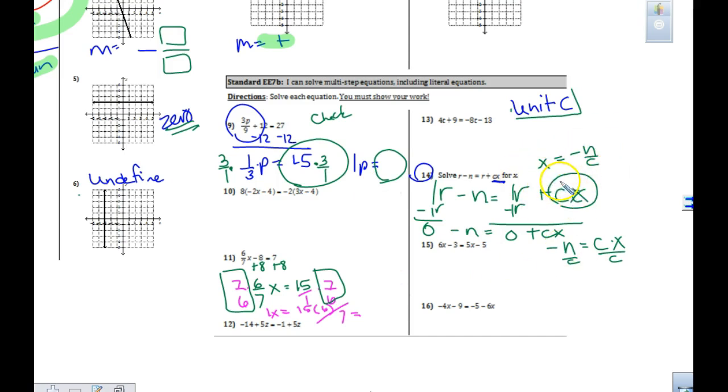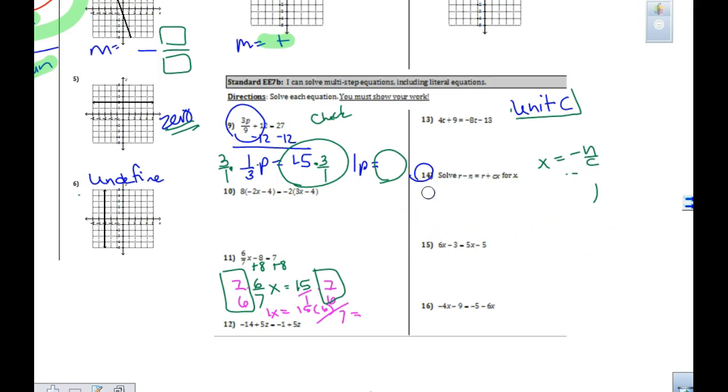I do want to go through 14 with you because people are really kind of forgetting how to do those with the variable. So if you look at 14 and then we can look at any other questions, this is the answer. And I'm fine if you can just put the answer. But what I see some of you doing is you just have the answer and you don't have any work to go with it. So if we look at the problem, it said you had r, and that's really 1r, right, minus 1n equals 1r plus 1cx.